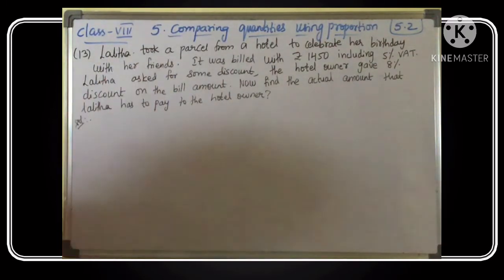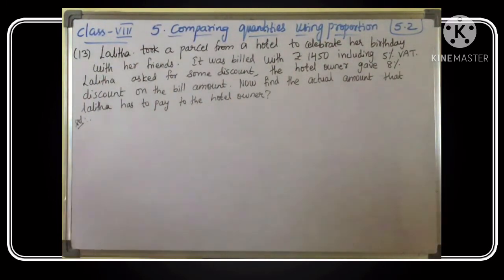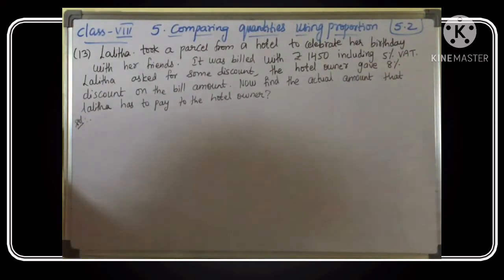Lalita took a parcel from a hotel to celebrate her birthday with her friends. It was billed at 1450 rupees including 5% VAT. Lalita asked for some discount. The hotel owner gave 8% discount on the bill amount. Now find the actual amount that Lalita has to pay to the hotel owner.